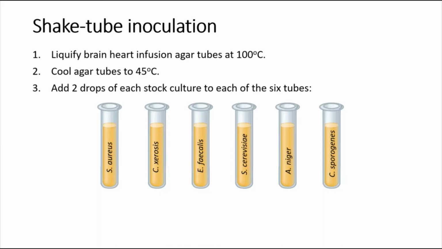So there are 6 species that are inoculated in this manner. After the drops of stock culture are added to each of the liquefied agar tubes, then the tubes are capped and twirled between the palms in order to mix them and draw the inoculum all the way to the bottom of the tube so that it is evenly distributed. And this is sort of the namesake of the shake tube inoculation. You are twirling them or shaking them in order to distribute the inoculum and mix it throughout the entire media.